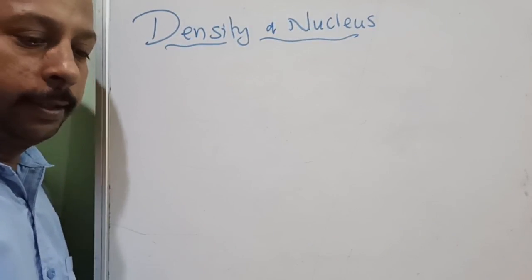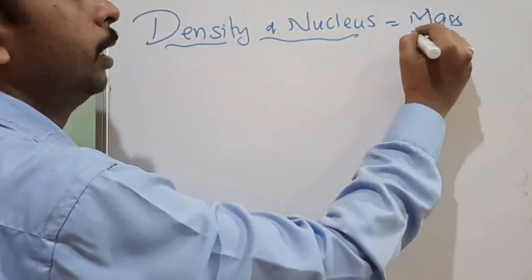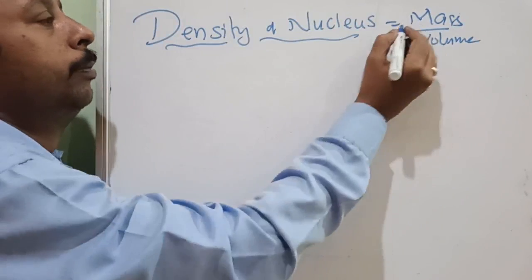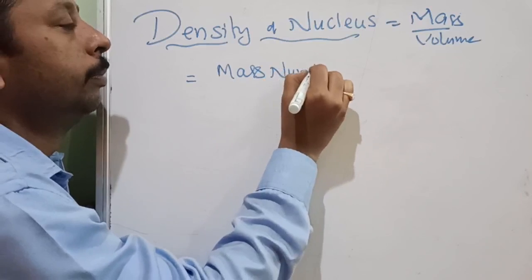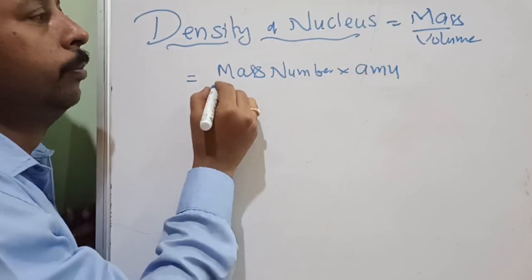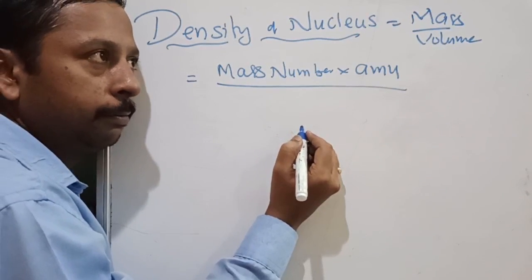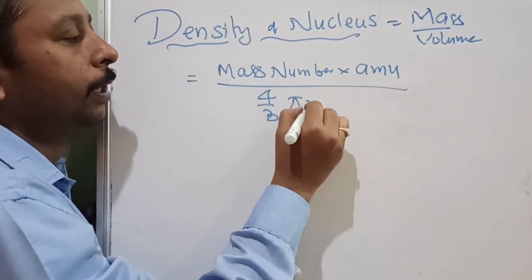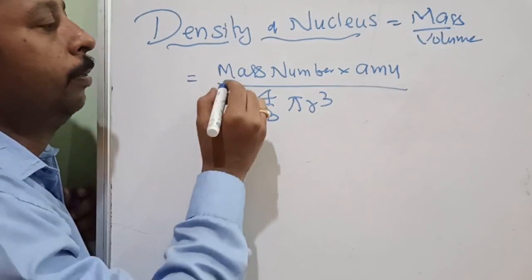Density. Density basic formula. Who can say the basic formula? Density is equal to mass by volume. Everybody agree or not? Okay. But mass we will call it the mass number, when it is multiplied with AMU. Volume, what will I write? Nucleus is spherical, therefore the formula will be 4 by 3 pi r cube. Is it understood? I don't think any problem is there.